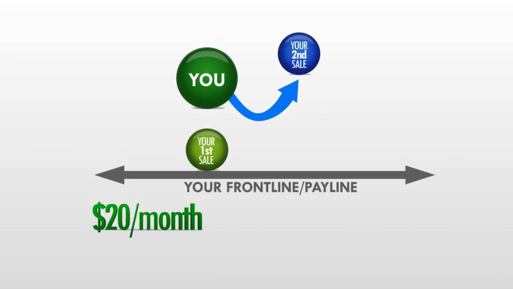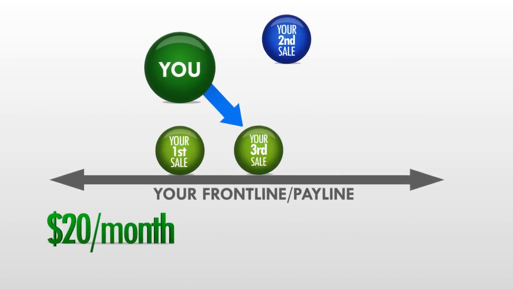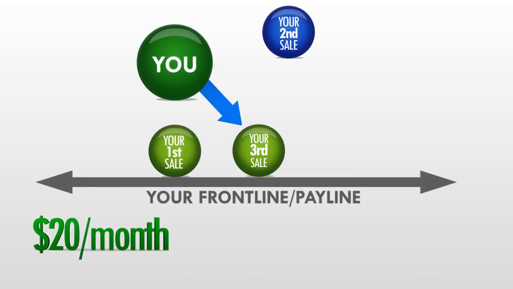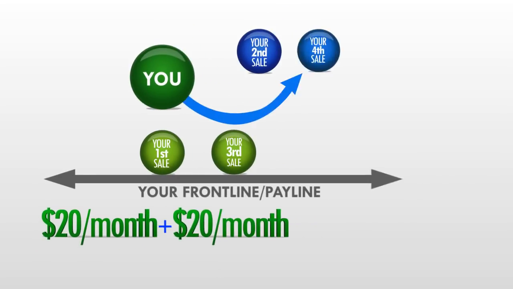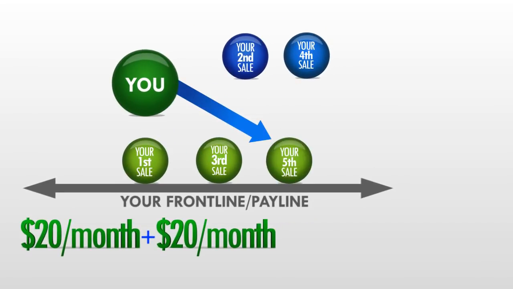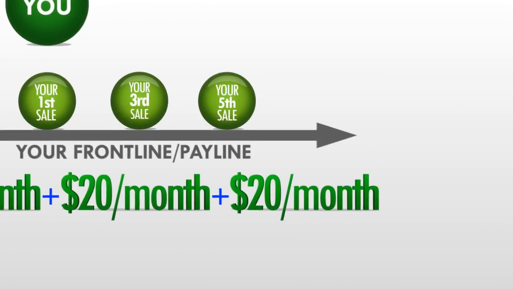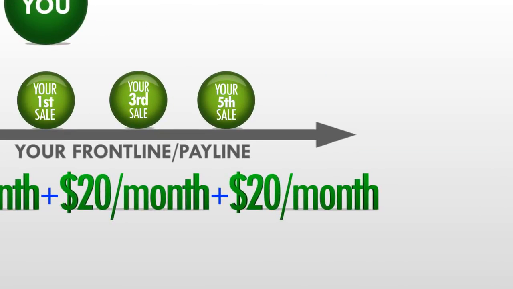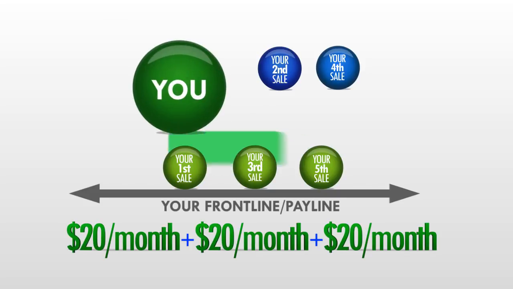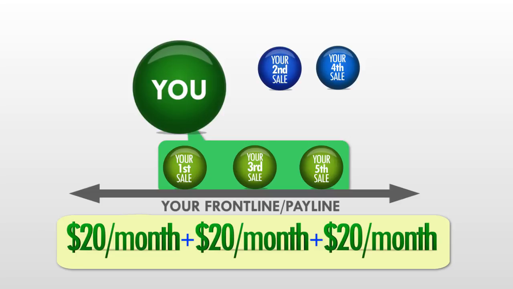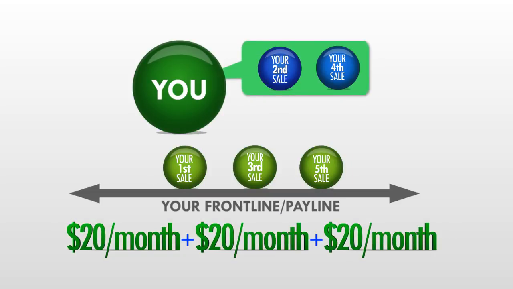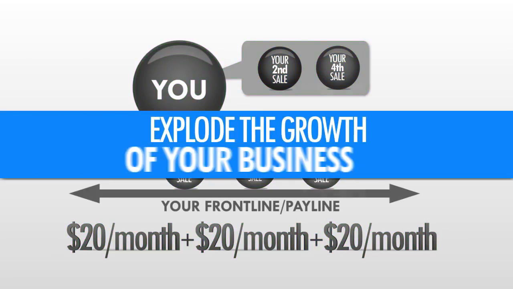Your second sale rolls up. Your third sale once again falls directly on your front line. And at this point, you're earning $40 per month. Your fourth sale rolls up. Your fifth sale goes to your front line again, paying you yet another $20 monthly commission. So do you see the pattern here? All of your odd number sales are going to your front line, paying you $20 per month each, while all of your even number sales are rolling up. Now let's stop there for a second and see how this simple pattern can explode the growth of your business.